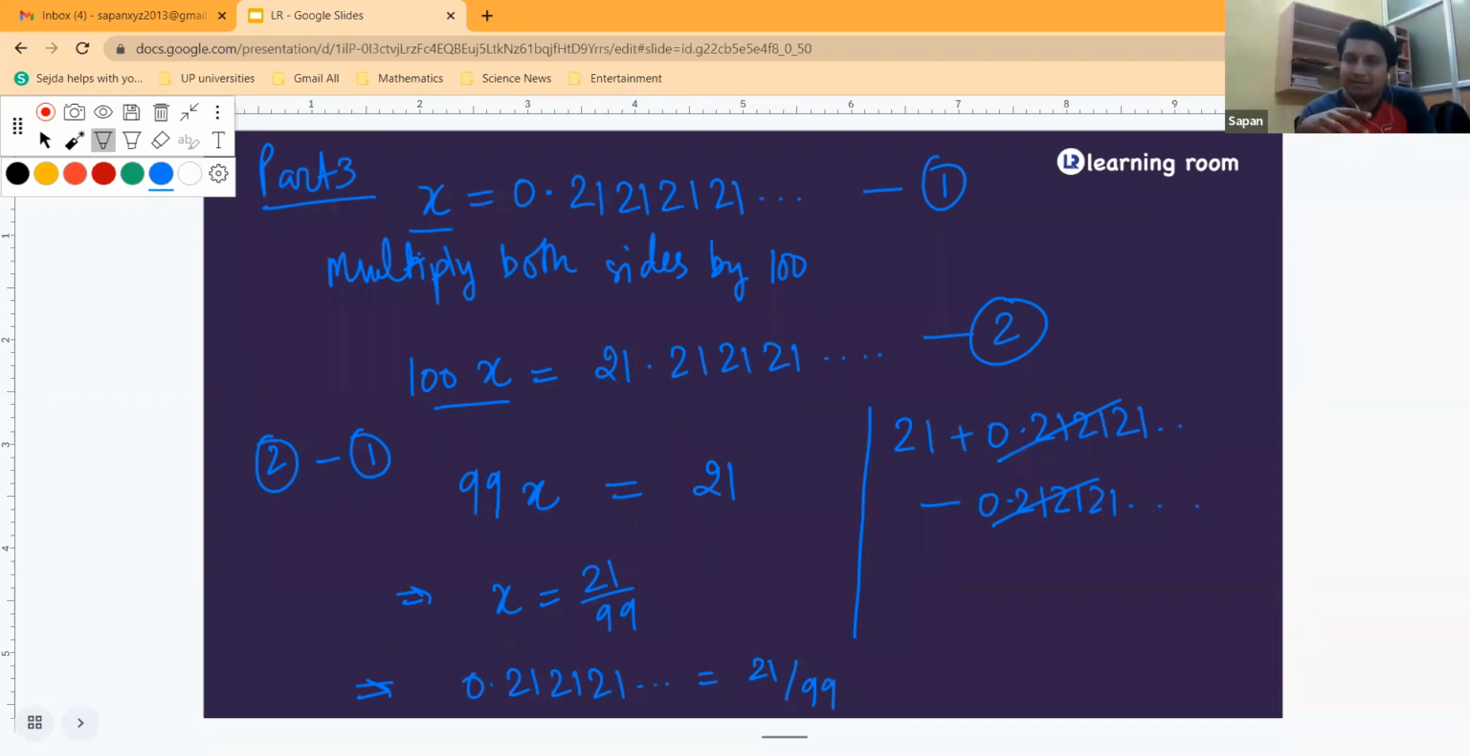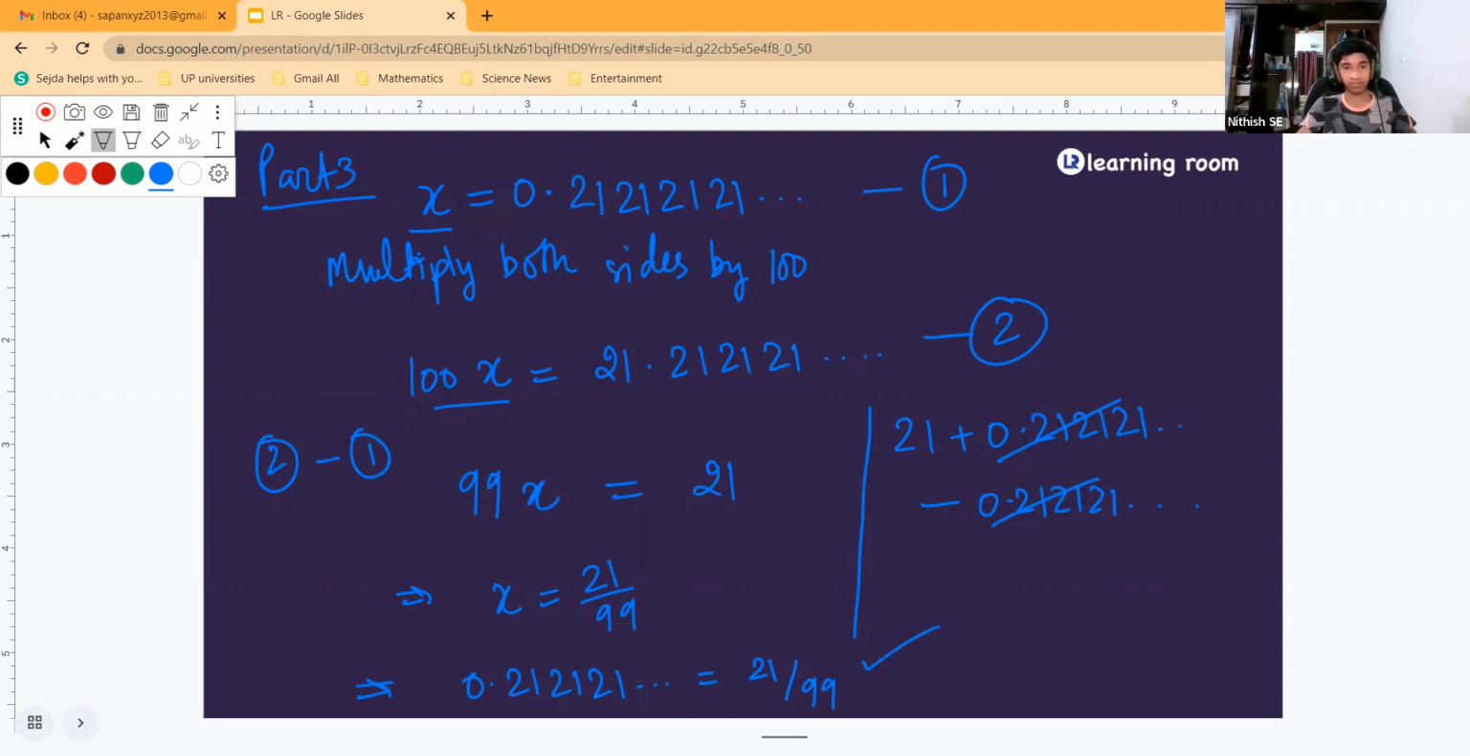The answer lies in why we multiplied by 100. We multiplied by 100, but we could have multiplied by 1,000 or 10,000 also. I'll show you one more way. First of all, are you clear with this? Yes, sir. Let me show you.